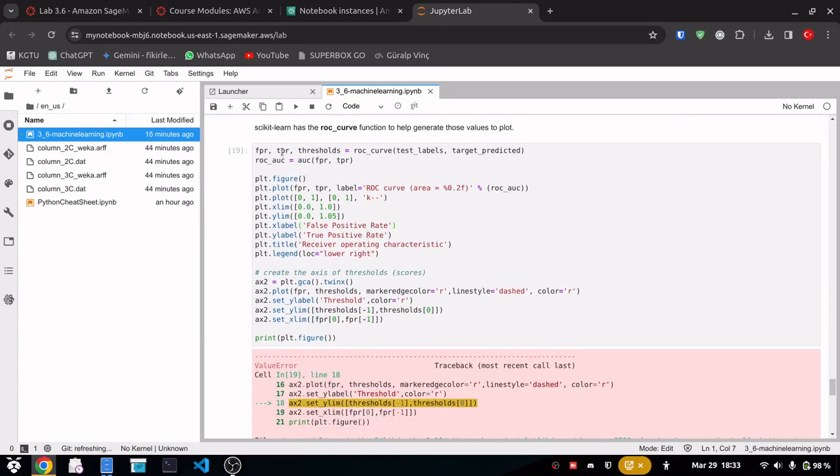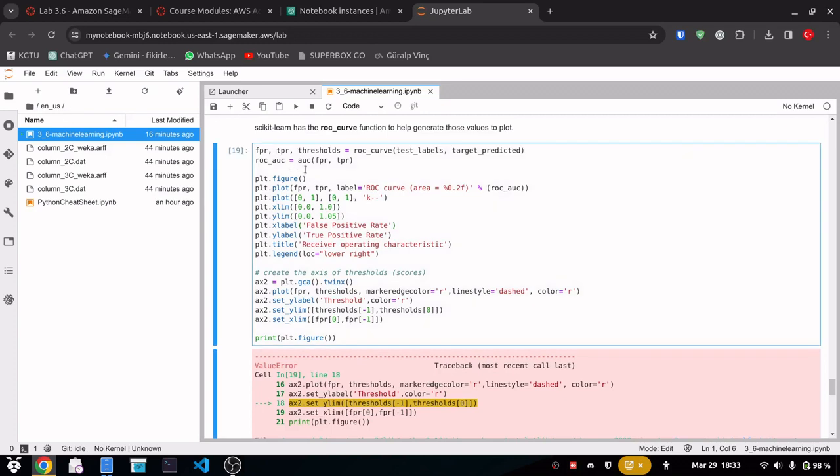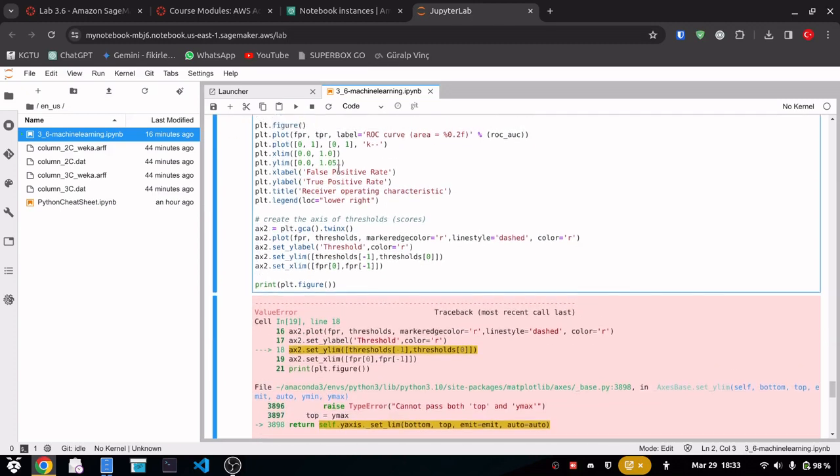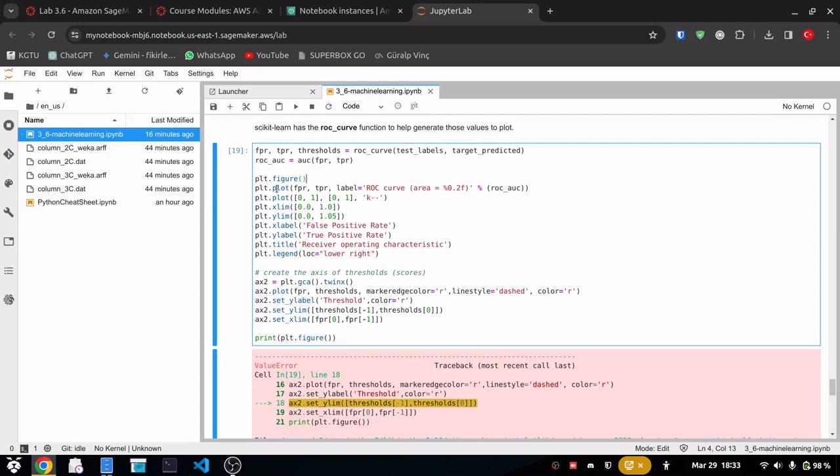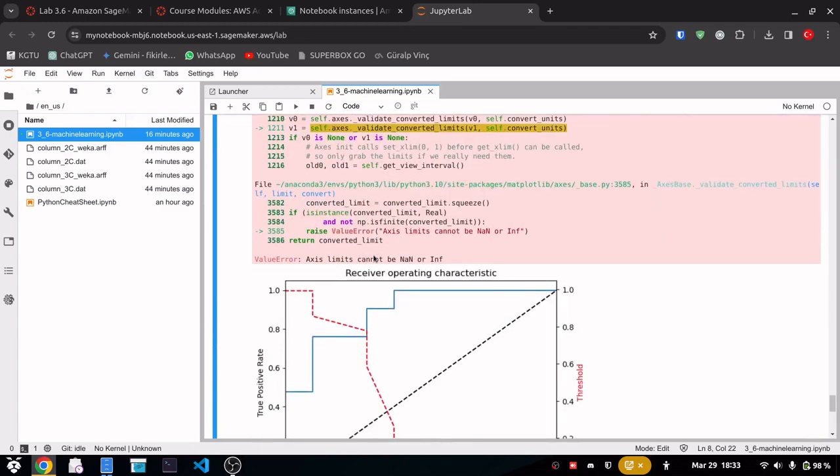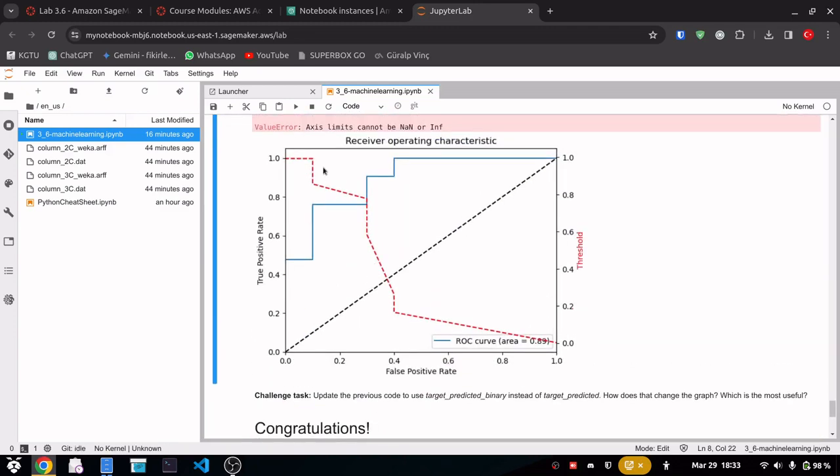So we are getting our FPR, TPR and thresholds from the ROC curve, and we are getting the ROC AUC from the AUC function, and we are simply plotting it using matplotlib. And yes, let's see the plot here, as you can see here.